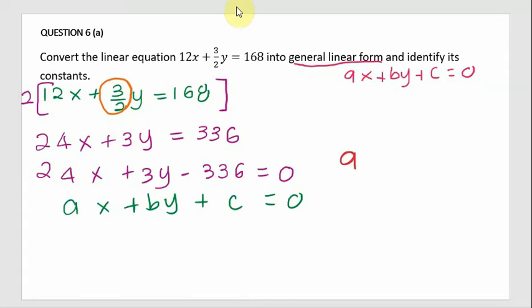Then by comparison with ax plus by plus c equals 0, what is a? a is 24. What is b? b is 3. Then c is negative 336.